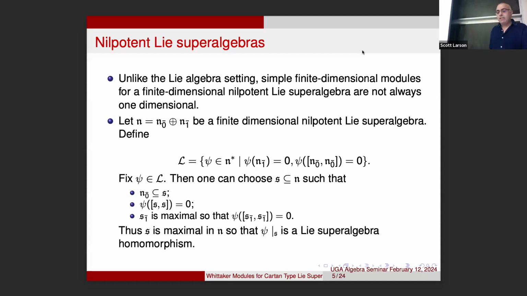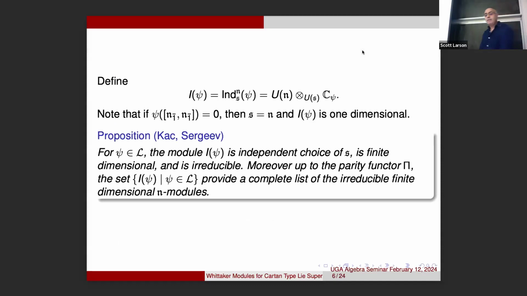And then, of course, what you do, you induce from S to N. You look at the induced modules. These induced modules from S to N are always irreducible, but they may not be one dimension. If S is equal to N, then it will be one dimension. If the maximal subalgebra is N, then you will get one dimension. Psi will be one dimension. Otherwise, it won't be. There are many cases where it's not one dimension.